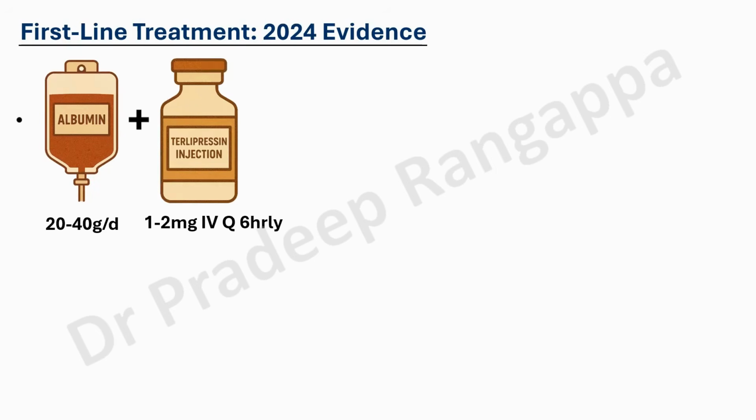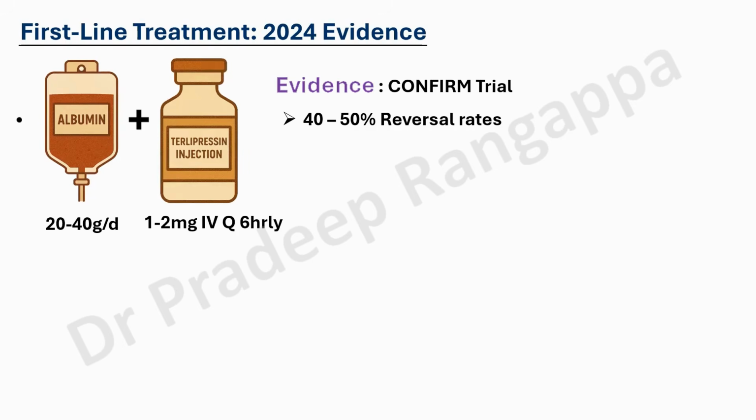So is there evidence that this is going to help in reversal of HRS? That comes from a study called the CONFIRM trial. This is a landmark trial published in NEJM, which clearly indicated that this combination of albumin and terlipressin showed good reversal of hepatorenal syndrome. Reversal rates of 40 to 50% are possible with this combination, but the quintessence is to identify early and start treatment early to have better outcomes. So let us look into this trial.